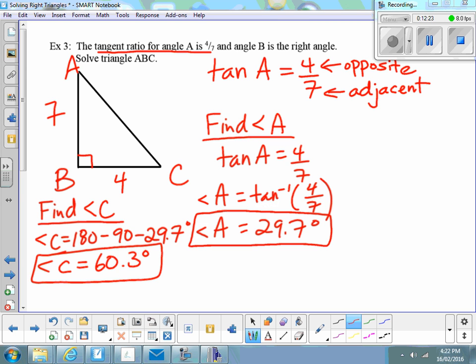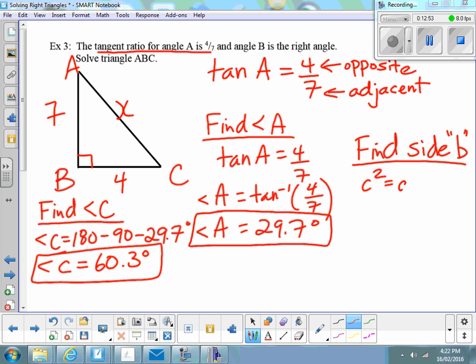And then our last one, we want to find side B. I'm actually going to call it X here, because if I'm going to use Pythagorean theorem, I'm going to get confused with the A, B, and C. So here I'm going to find side B. But remember, I'm going to use X when I plug things in.